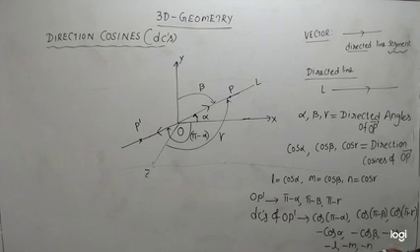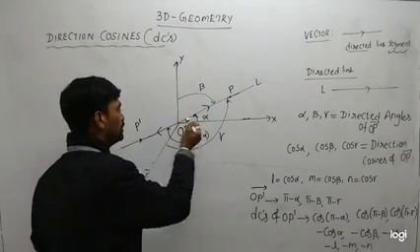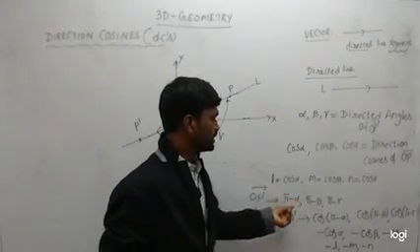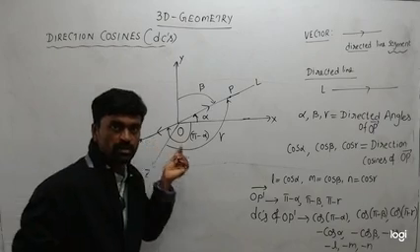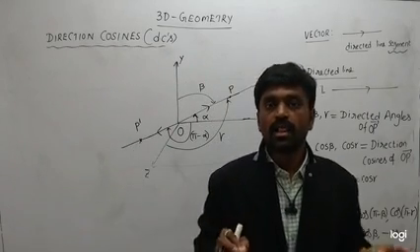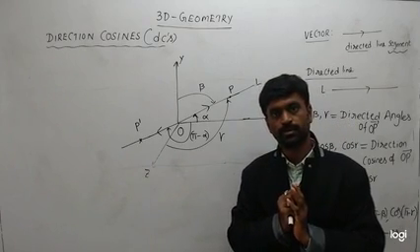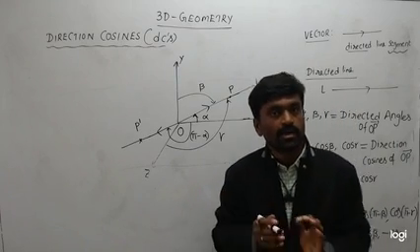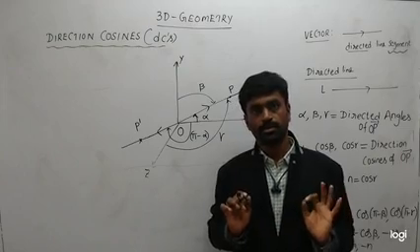If you observe the directions of OP and OP dash, they are of opposite direction. That means in one direction, the direction cosines are L, M, N, and in the opposite direction the direction cosines are minus L, minus M, minus N. You just change the signs. So in one direction the direction cosines are L, M, N, and in the other direction you get minus L, minus M, minus N. Hope you understand.